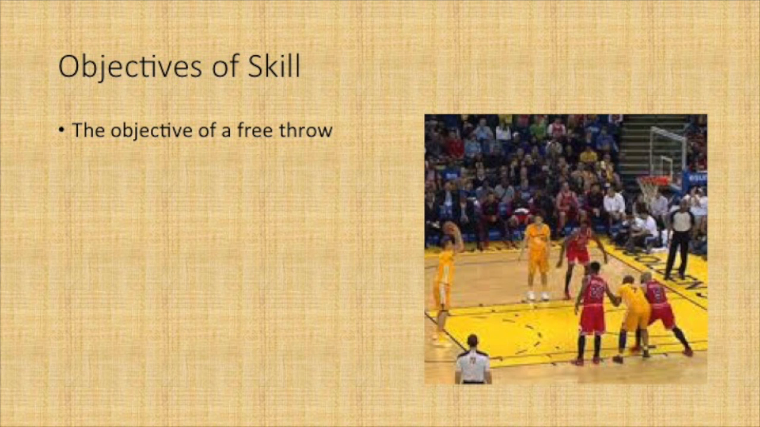The objective of a free throw is to shoot a basketball, which is 9.5 inches in diameter, into a hoop that is 10 feet off the ground and 18 inches in diameter. The shot is taken from 15 feet away.